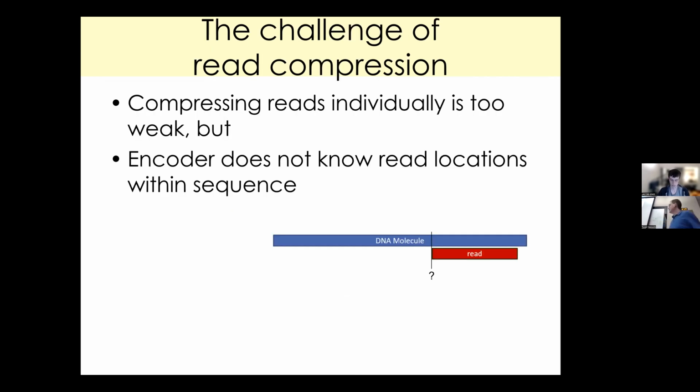Okay, so what's the challenge in read compression versus sequence compression? What we get are those reads. They are from random positions within the sequence, and we don't know the position. And if we try to compress each read individually, of course, it's very weak. We cannot compress sufficiently short vectors. But on the other hand, the encoder doesn't know the position, so it's challenging to try to align it together and make a sequence out of those reads.